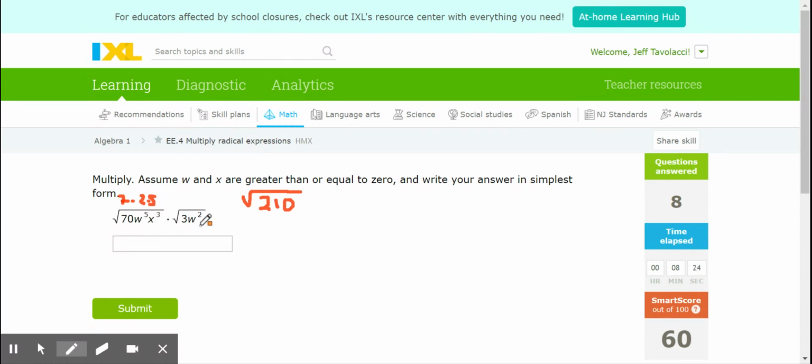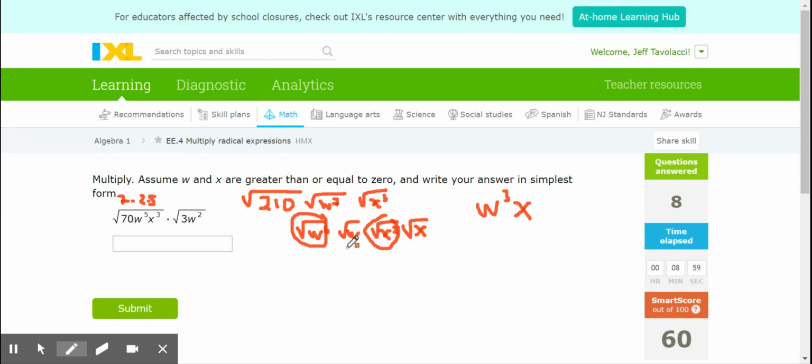Now here we're going to have w to the 7th. W to the 7th is not a perfect square, so we're going to have to break that up. And x to the 3rd. Now we're going to break this up into the largest even possible. So w to the 6th times w to the 1st. And then I'm going to break this up into x squared times x to the first. This is a perfect square, and so is this. And the square root of w to the 6th is w cubed. The square root of x squared is x. And everything else that's left over stays underneath the radical.